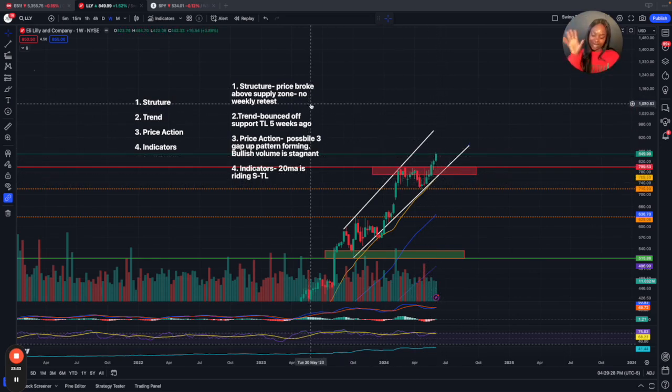So when I read this back to myself, straight up observations, no bias. Eli Lilly has broken above the supply zone but has not retested yet.